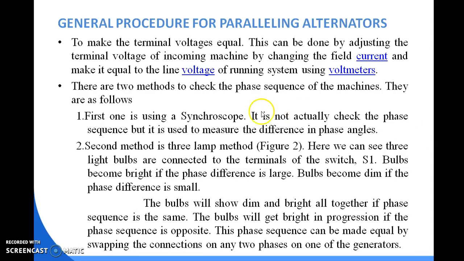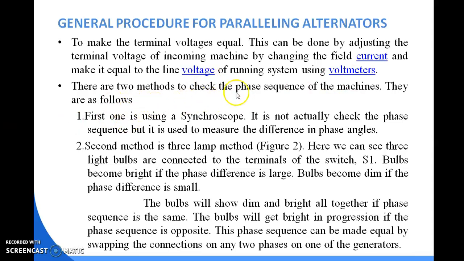Now, to make the terminal voltages equal, this can be done by adjusting the terminal voltage of the incoming machine by changing the field current and making it equal to the line voltage of the running system using voltmeters. If the voltage is mismatched, not equal, then we will take help of the voltmeter for the reading purpose, and by controlling the field current of the machine, we can control the voltage.